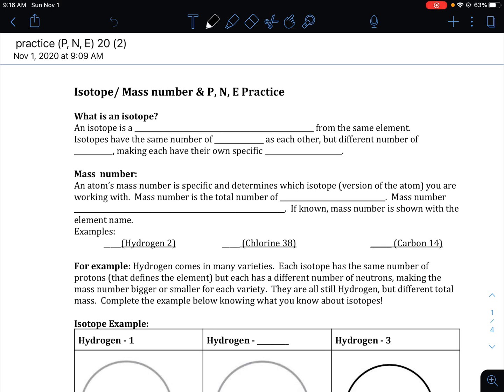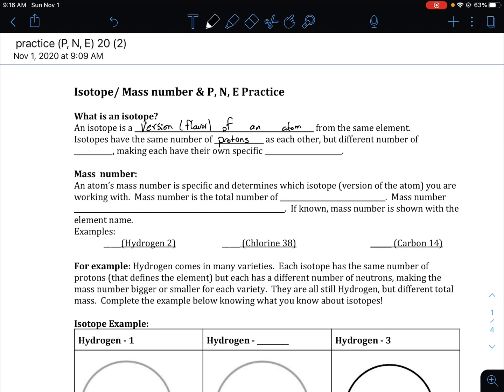So an isotope, if you remember from Mrs. Konitz's video last week, is a version or flavor of an atom. And all of these atoms are from the same element, okay? So it's a different type, a different flavor, a different version of an atom, but it comes from the same element. So isotopes have the same number of protons, and that makes sense, right?